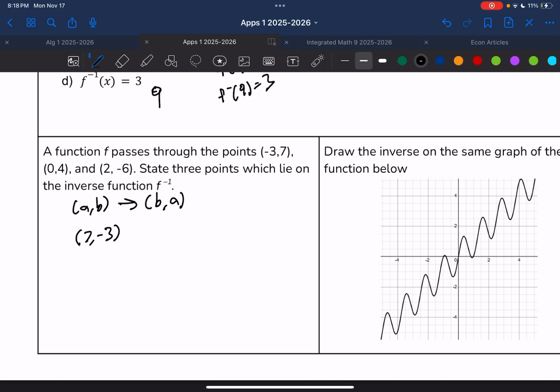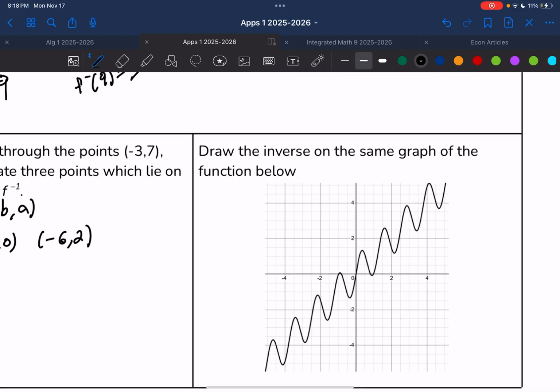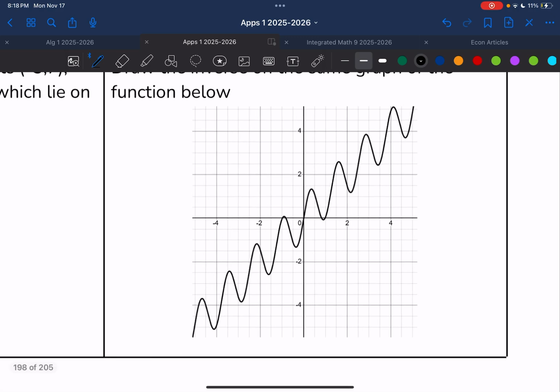So that means the 3 points on the inverse function are going to be 7, negative 3, 4, 0, and negative 6, 2. And now drawing the inverse function, remember that that means we're flipping it over the line y equals x. So if you imagine the line y equals x here, and we flip it over that line, it's still going to be sinusoidal. It's just going to have kind of the opposite, like we're going to be phase shifted a little bit. So your inverse is going to end up looking something like that.